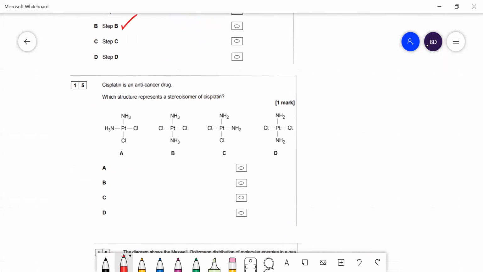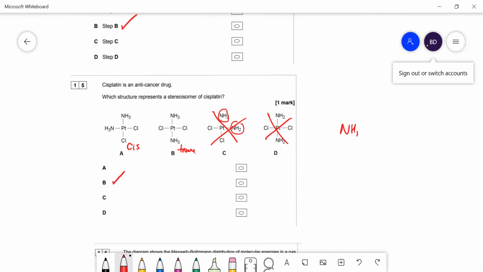Okay, cisplatin, the anticancer drug. Which structure represents a stereoisomer of it? Right, so some of these are wrong because these have got NH2 groups. The ligand isn't NH2, it's NH3. So that rules those out. This one is cisplatin. The chlorines are on the same side. This one is transplatin. So B is the answer.